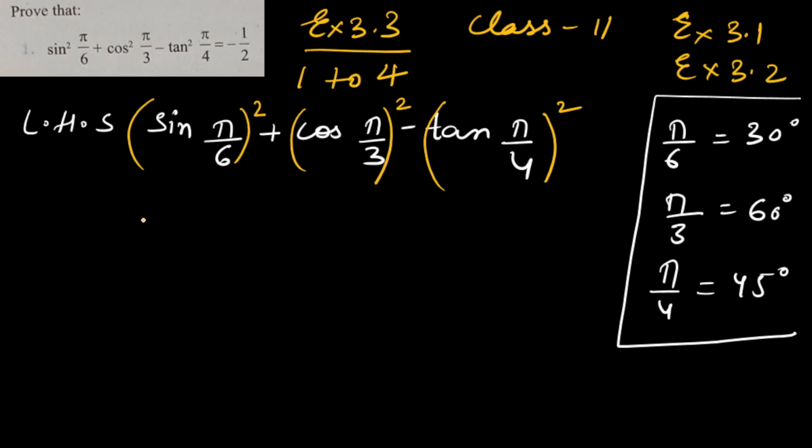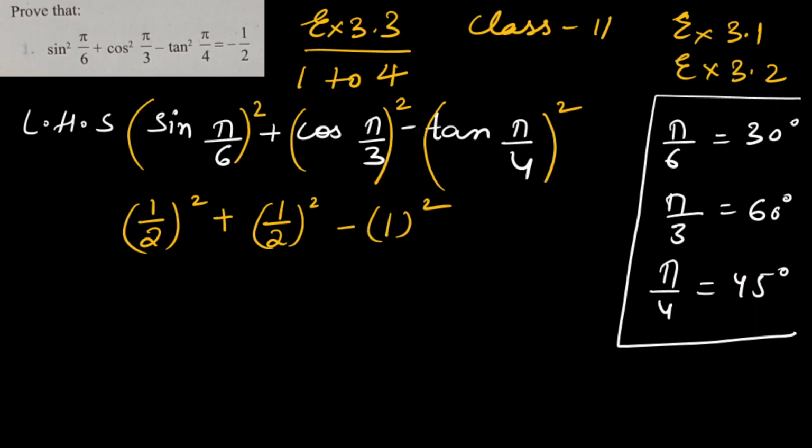Now sin pi by 6 is sin 30, whose value we know is 1 by 2. So 1 by 2 whole square plus cos pi by 3. Pi by 3 is 60 degrees, and cos 60 degrees is also 1 by 2. So 1 by 2 whole square minus tan pi by 4. Tan pi by 4 is tan 45, whose value is 1. So 1 square.